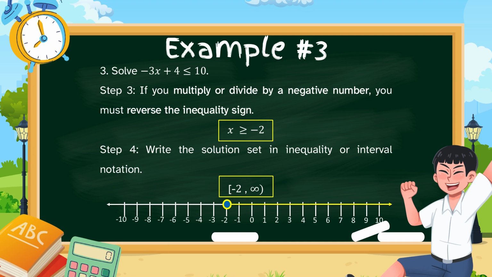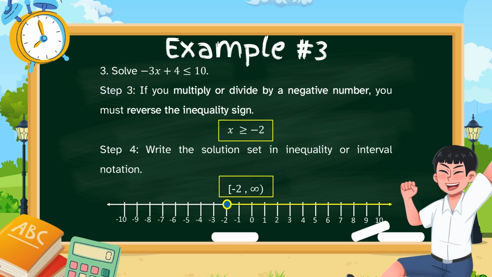Step 3. If you multiply or divide by a negative number, you must reverse the inequality sign. We were dividing both sides by -3. -3x over -3 becomes x. 6 over -3 becomes -2. The less than or equal to sign flips to greater than or equal to. Our final solution in inequality form is x ≥ -2.